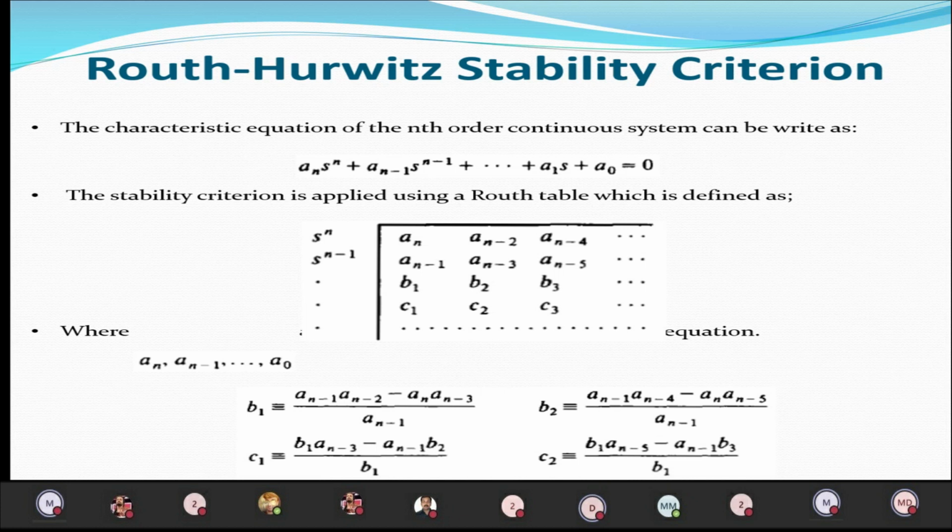Similarly, if you want to determine c2, leave the center column element. Then you cross multiply the diagonals. So you will get b1 into a n minus 5 minus b3 into a n minus 1, divided by b1. Like that you just fill all the rows, and you will be constructing the root array.